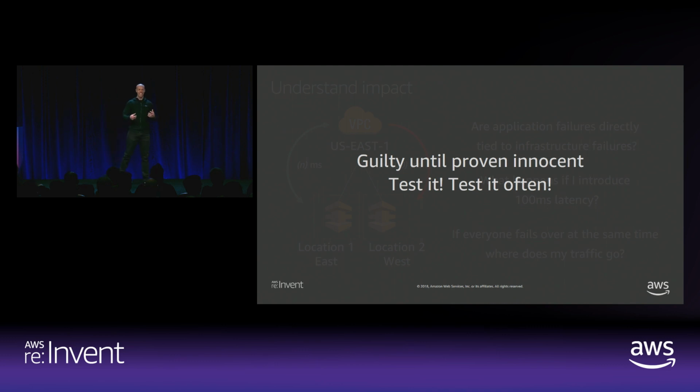Don't rely on thought exercises alone. You have to test failure scenarios. And as things change, you have to test them again. Work with your application teams to understand their requirements and what availability means to them, what their requirements are.